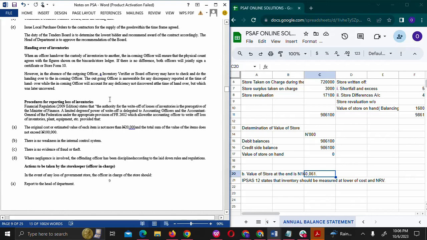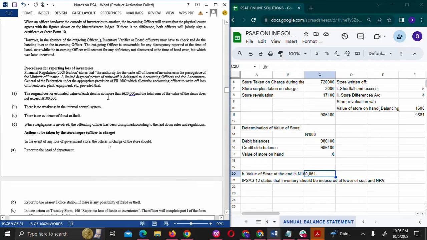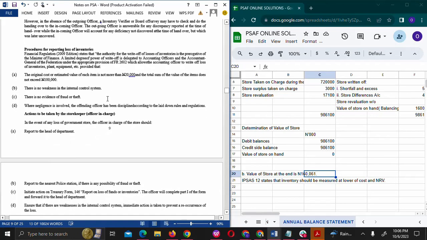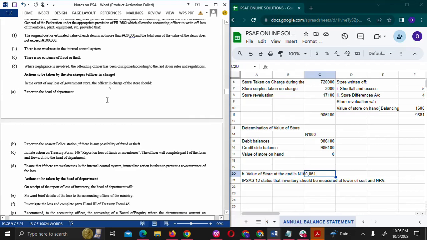So the accountant general or the accounting officer can only write off inventory if the original cost or estimated value is not more than 20,000, or if the total value of items is not more than 100,000. Number two, if it has been proven that there is no weakness in the internal control system. Number three is if there is no evidence of fraud or theft. Number four is where negligence is involved, the accounting officer has been disciplined according to the laid down rules and regulations.